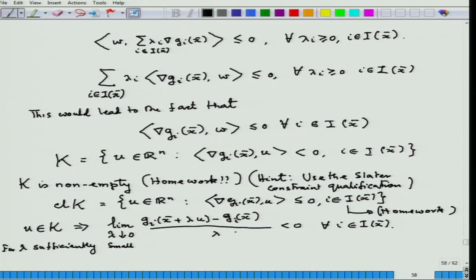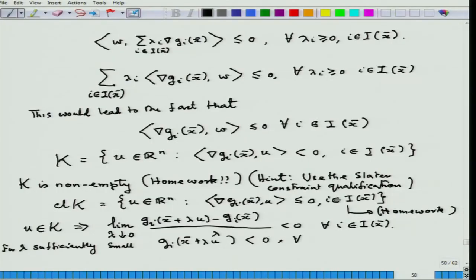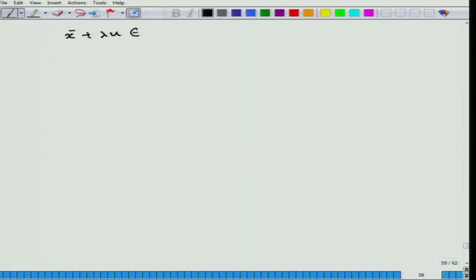what do I have? I have the following. For i in I of x bar, g_i(x bar) is 0, so g_i(x bar + lambda u) would be strictly less than 0. Now, for those i which are not in I of x bar, g_i(x bar) is strictly less than 0. Then by continuity of those g_i's, you can get a lambda sufficiently small such that g_i(x bar + lambda u) is strictly less than 0. So, for lambda sufficiently small, I can show this is true for all i equal to 1 to m. Once I know this, it immediately tells me that x bar plus lambda u is an element of my set C 1, with lambda strictly greater than 0.